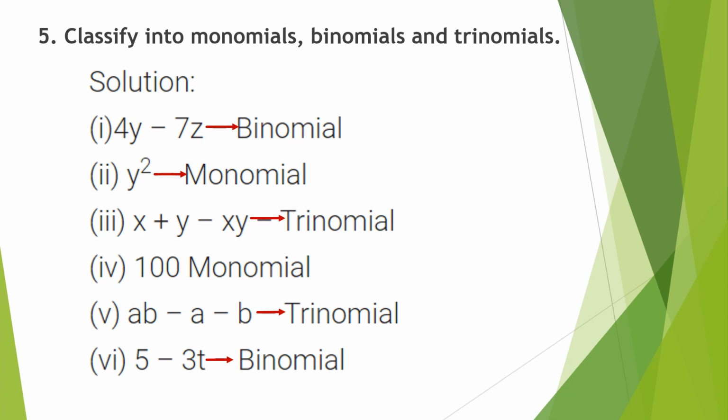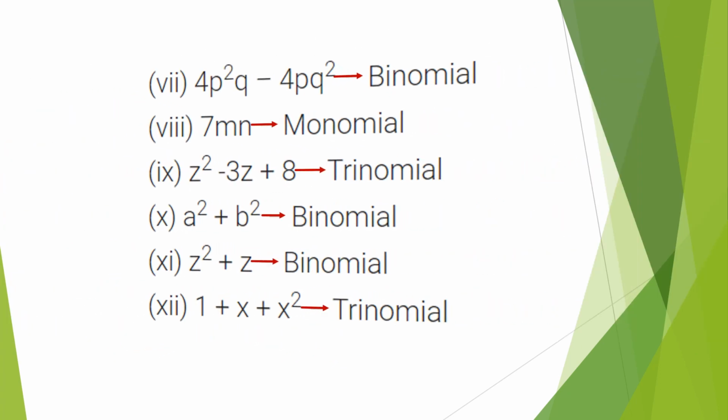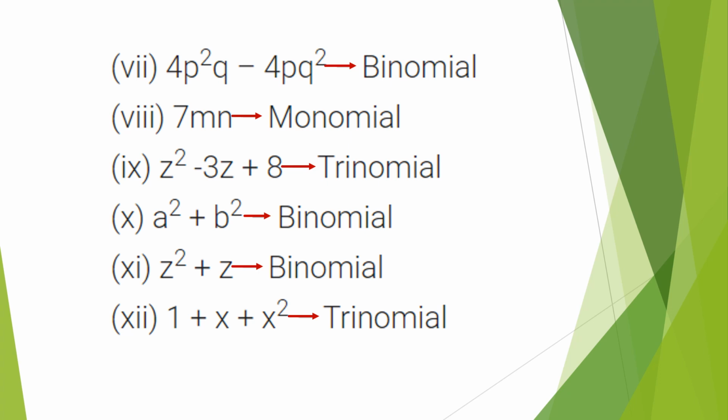And in the fourth question, 100. Only one term. So it is a monomial. And in the fifth question, AB minus A minus B. Three terms are there. That means it is trinomial. And in the sixth question, 5 minus 3t. Two terms are there. So it is called binomial. And in the seventh question, 4p square q minus 4pq square. There are two terms, so it is a trinomial.